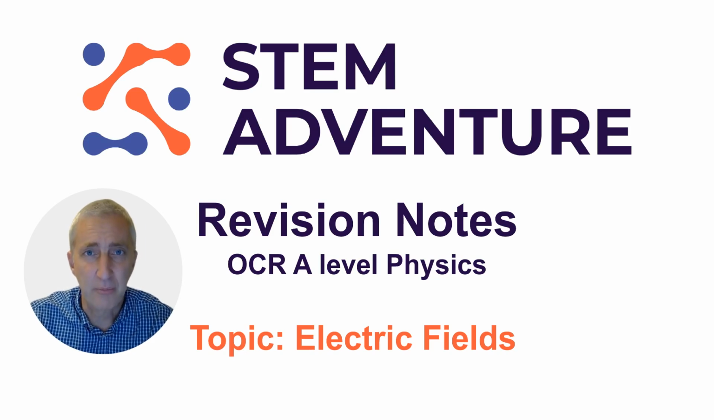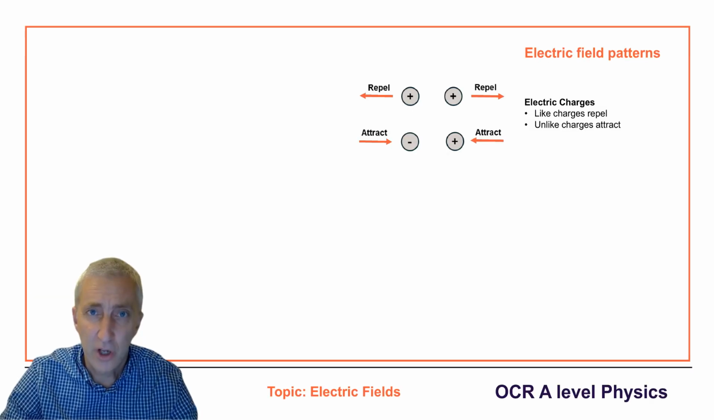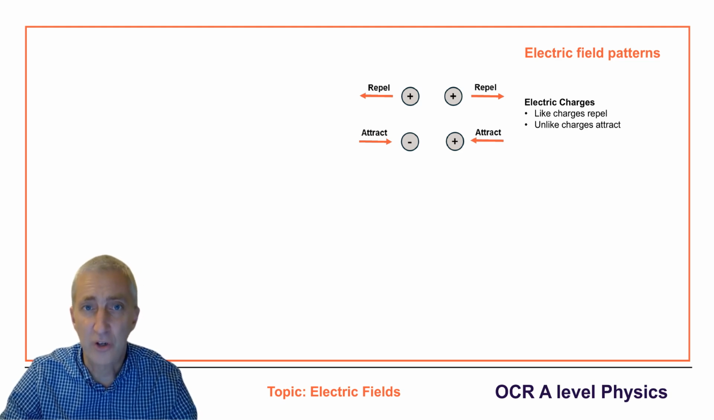Electric fields. Charge is a property we give to particles to explain the characteristics they show. So particles with the same charge repel each other, and unlike charges attract.